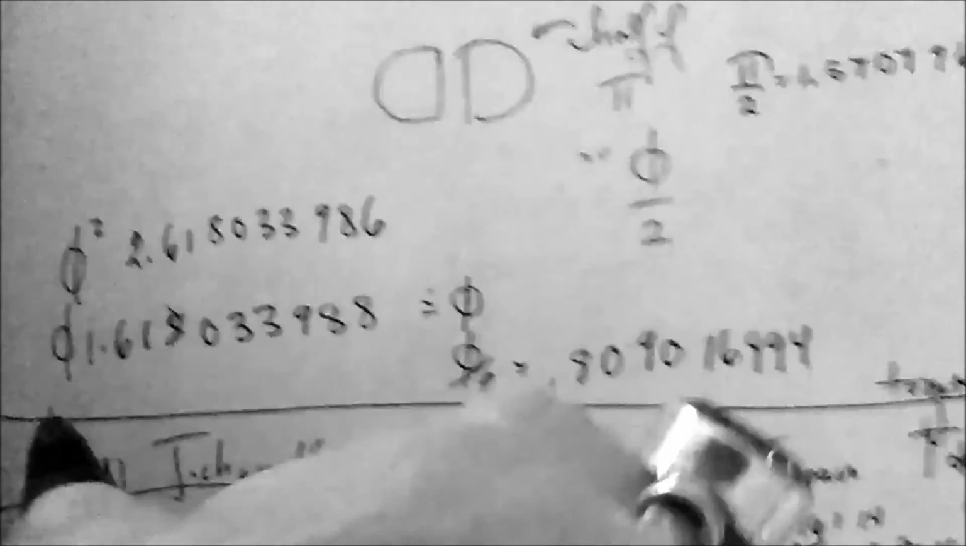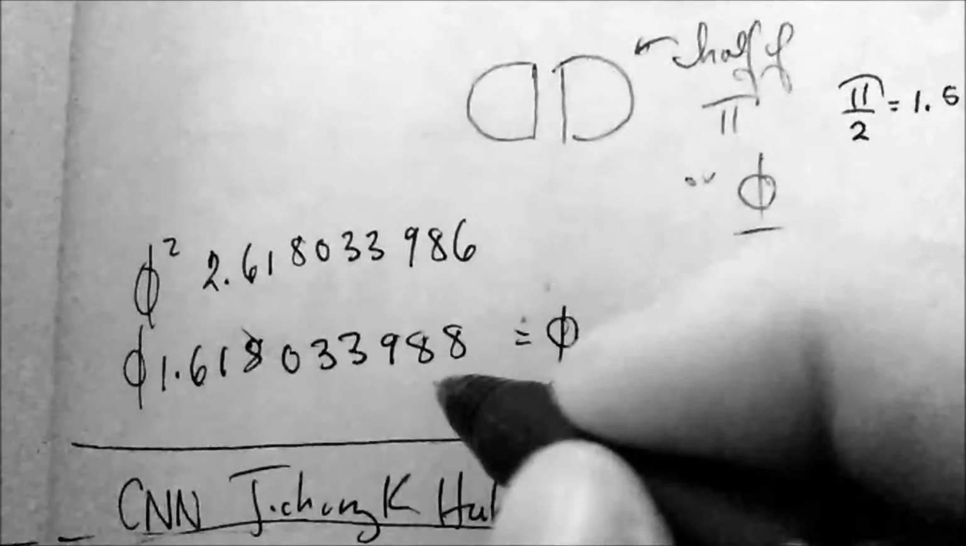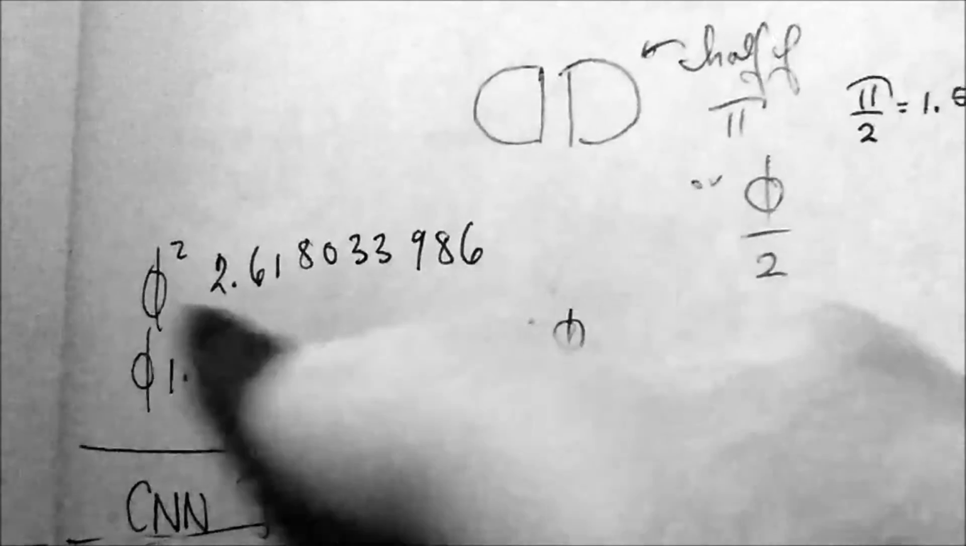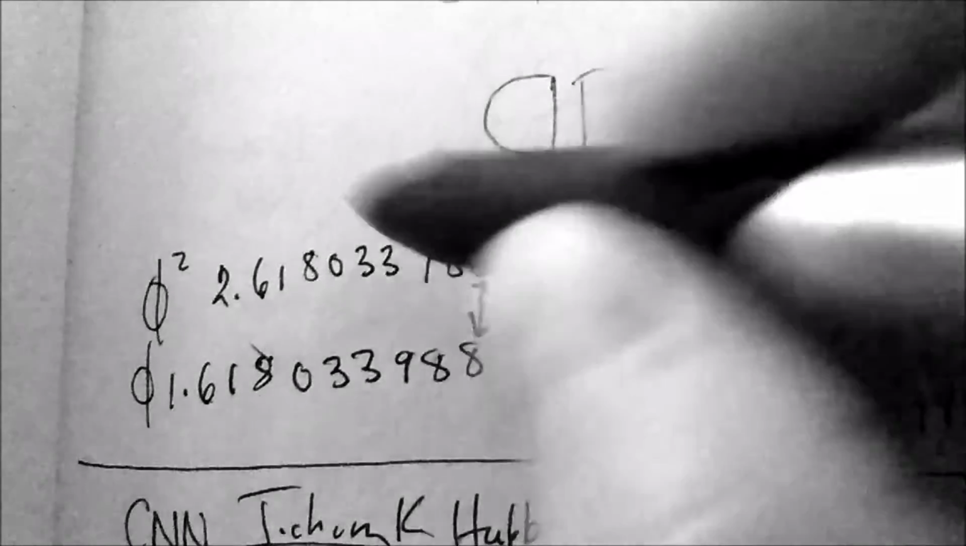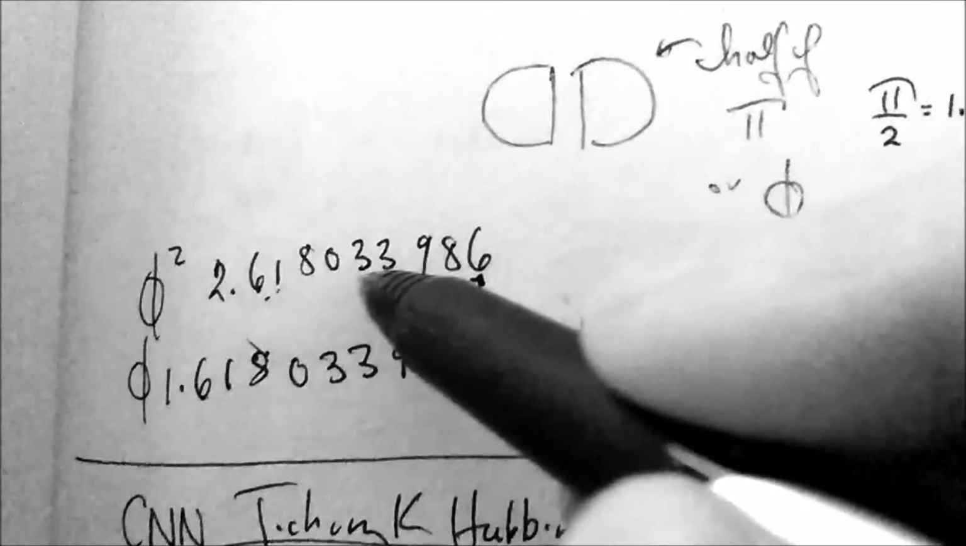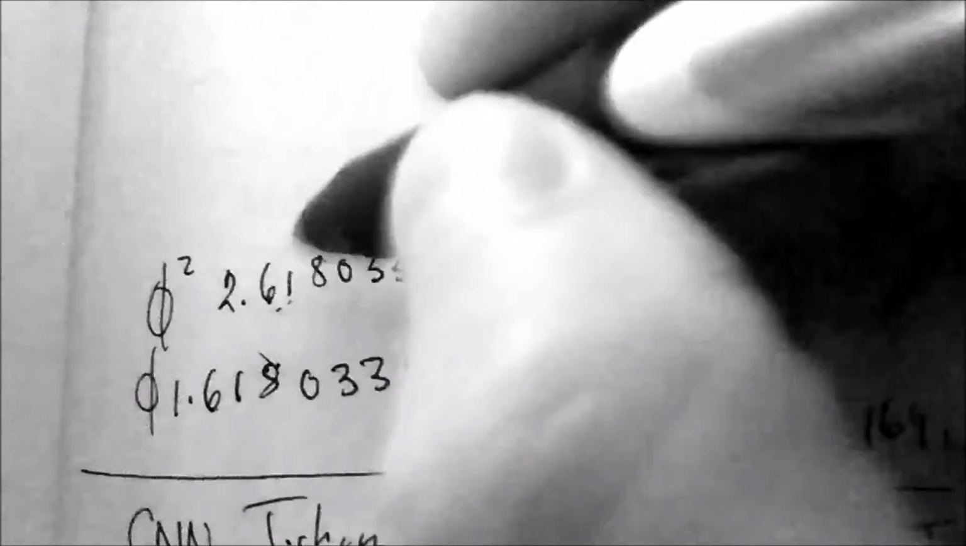That's the true phi of the first digits, and you should just memorize that. 1.618033398, and this is the place where it changes. 1, 2, 3, 4, 5, 6, 7, 8. The first 8 digits stay the same.